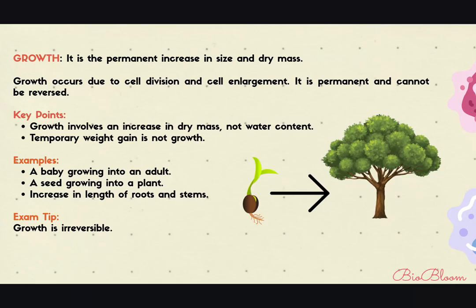For example, when you eat food, your weight increases temporarily, but that is not growth, okay? Why is it not growth? Because obviously you can lose weight. So we're talking about the dry mass over here. Growth happens mainly because of three things: when cells divide, when cells increase in size, and when new tissues are formed. So that is what I'm going to call growth.